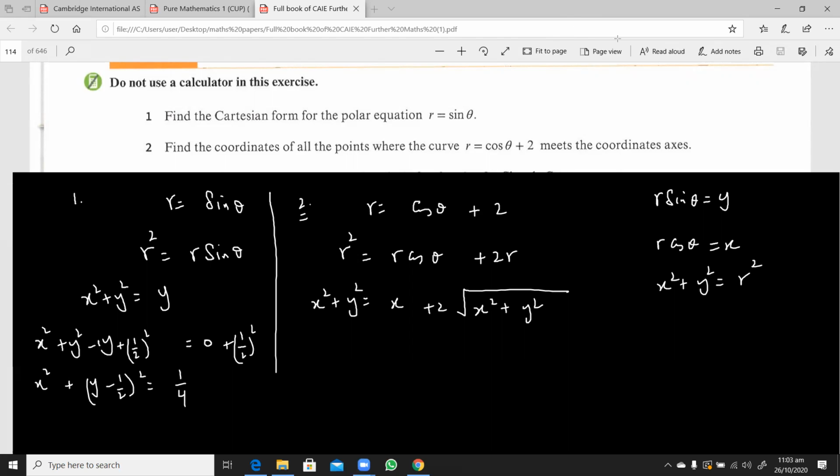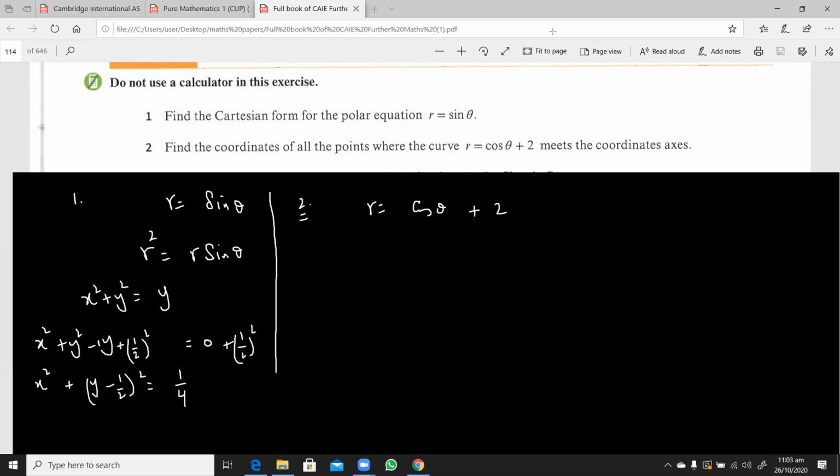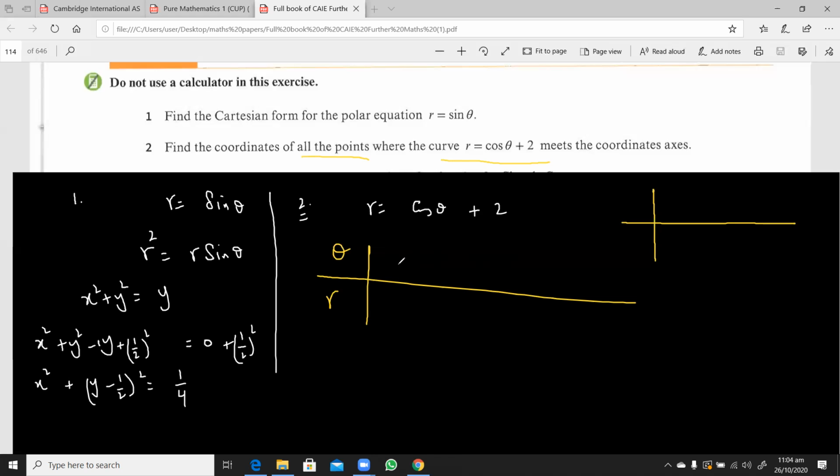This is your question here. Okay. So for this particular question's answer, this is your theta, this is your r. So you should quickly be sketching it, if you have to sketch this curve. Right now we only have to find the points where the curve r cos theta meets the coordinate axis. So that means you have to take your theta as 0, then pi by 2, then pi, then 3 pi by 2, and then 2 pi. Okay. So when you take your theta as 0, this is going to be 3.